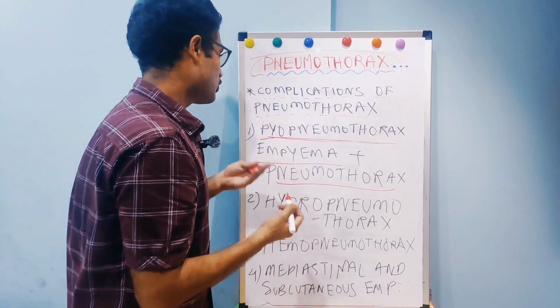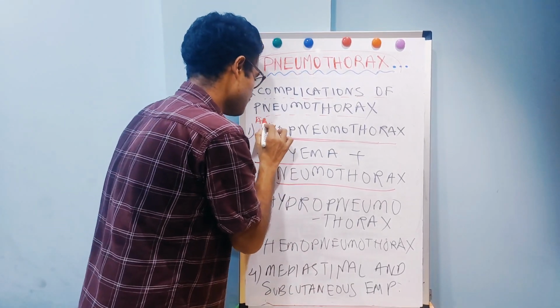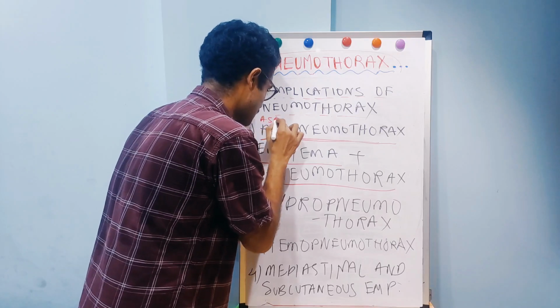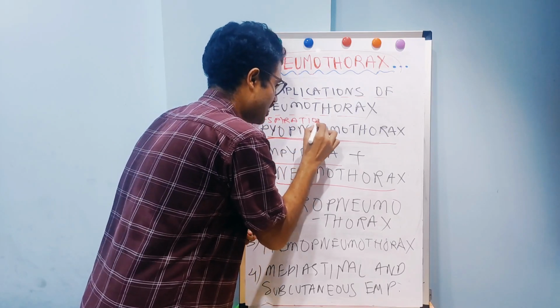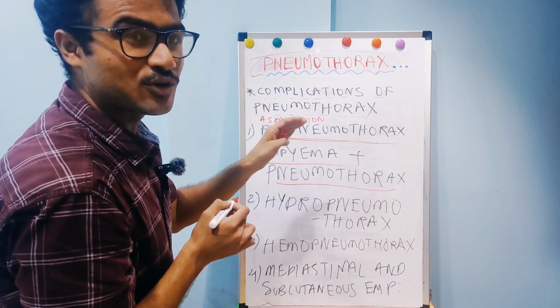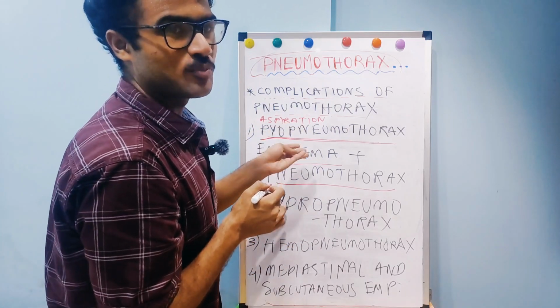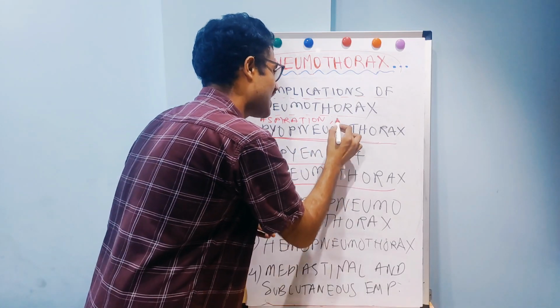So causes of pyopneumothorax are aspiration, and when you insert an intercostal chest tube, so there it can lead to it, meaning it is iatrogenic.